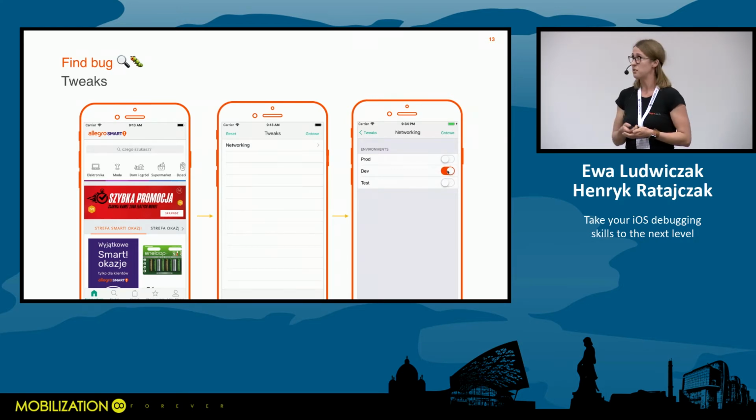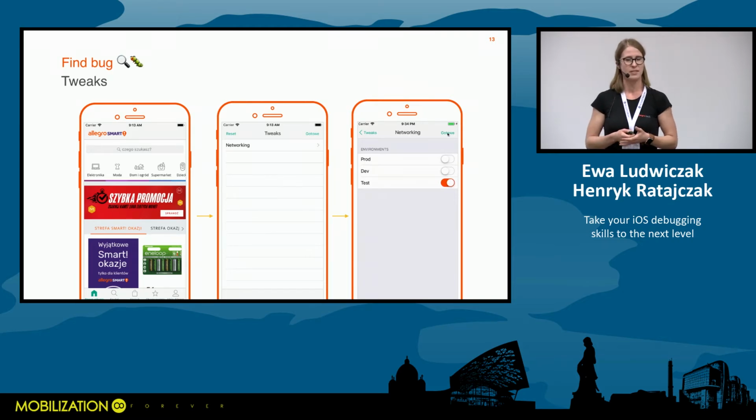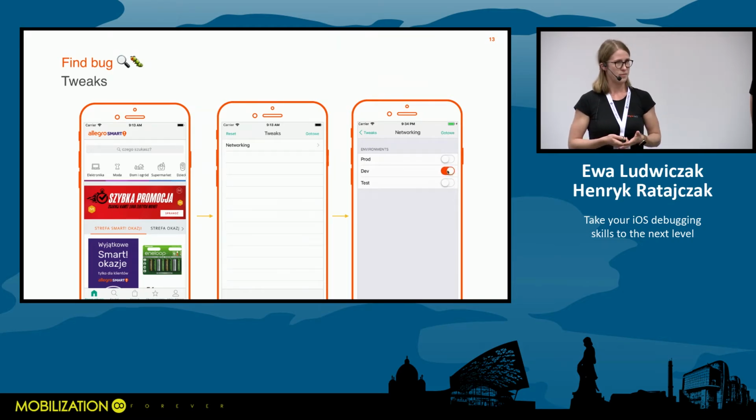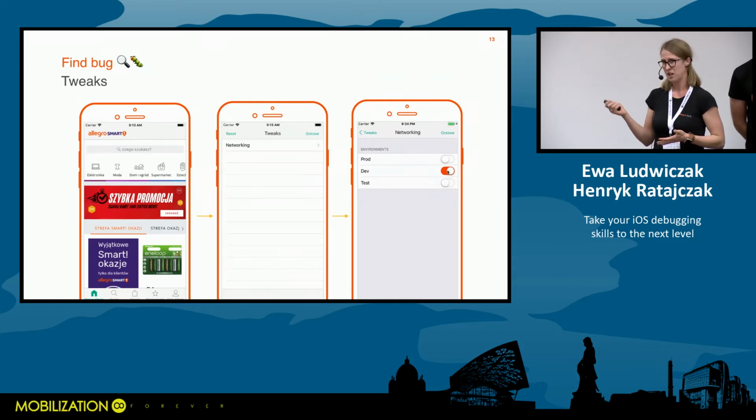So as we already know, Twix helps developers adjust different parameters in an iOS app. In our case, these parameters are the environment addresses. With Twix, you can easily switch between production, development, and test environments of your choice. So without any knowledge related to iOS, you can easily configure the app with, for example, a test environment.